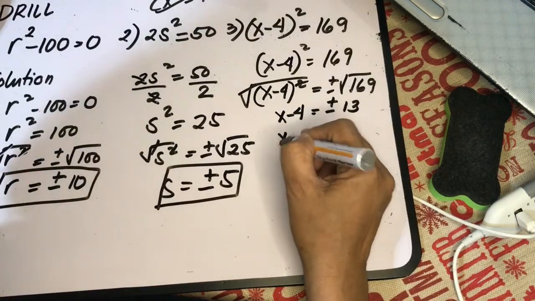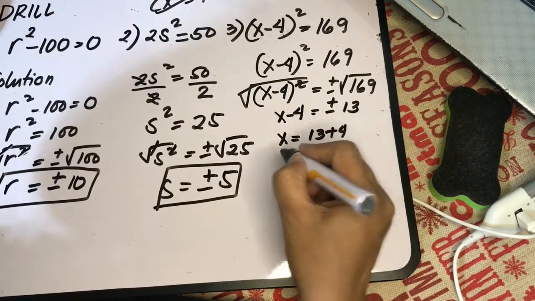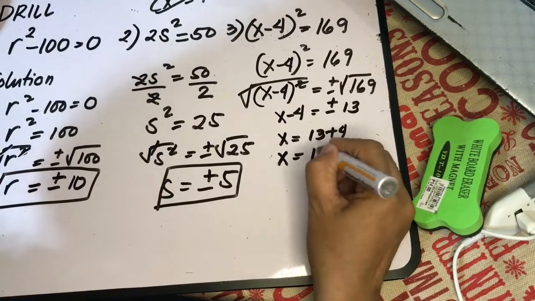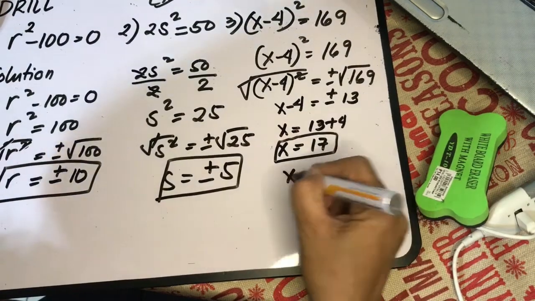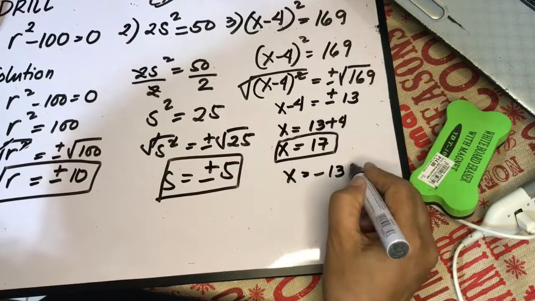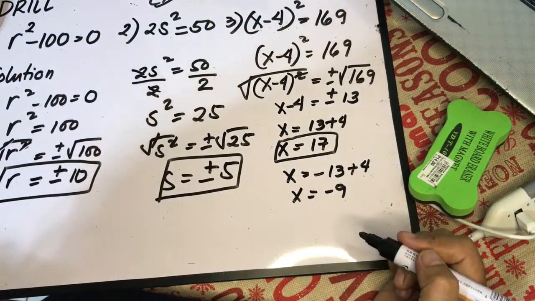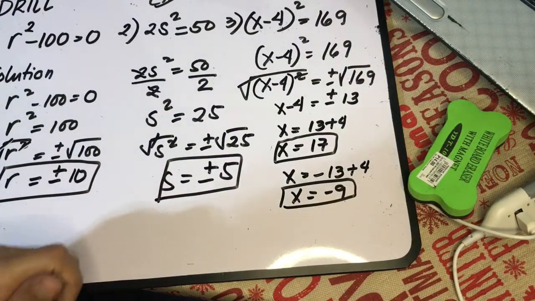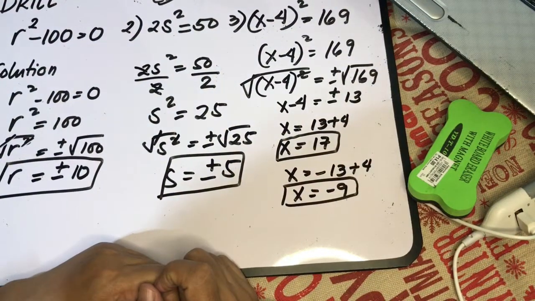So, therefore, x is equal to 13, we transpose the 4, plus 4, so x is equal to 17. That is one possible root. Then, x is equal to, we take the negative 13, then we transpose that, we have positive 4. So, x is equal to negative 9. So, these are your possible roots. Now, if you want to check if your answer is correct, then go back to the original equation. Okay?